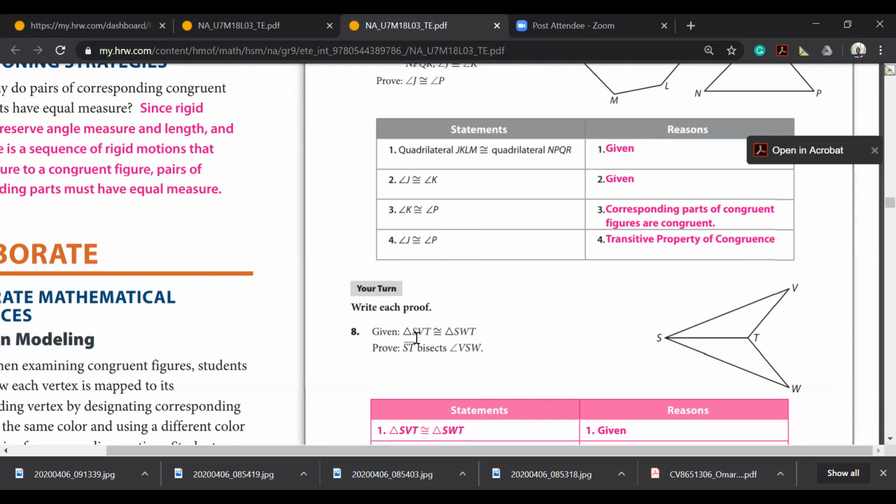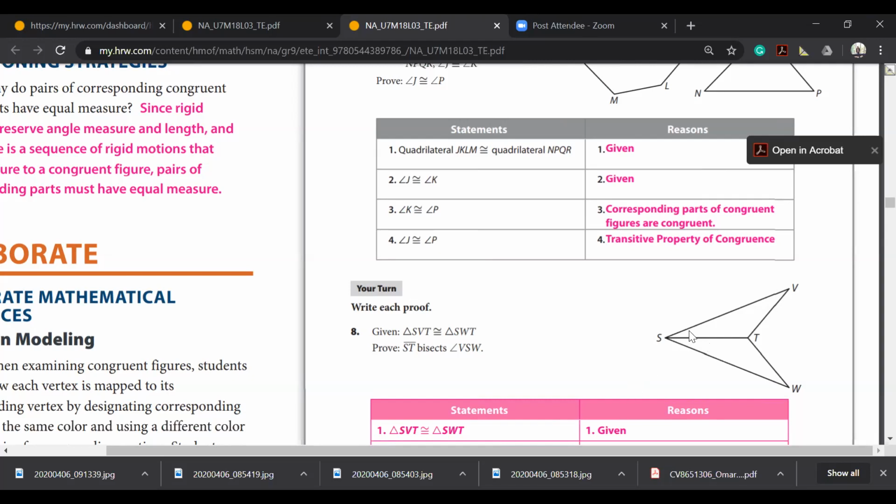Here he is telling you that triangle SVT is congruent to triangle SWT. And we can say that angle T is congruent to angle T. I mean that this upper angle is congruent to this angle. Angle V is congruent to angle W, which means this angle is congruent to this angle. And angle S is congruent to angle S. What does this mean? It is the same angle.